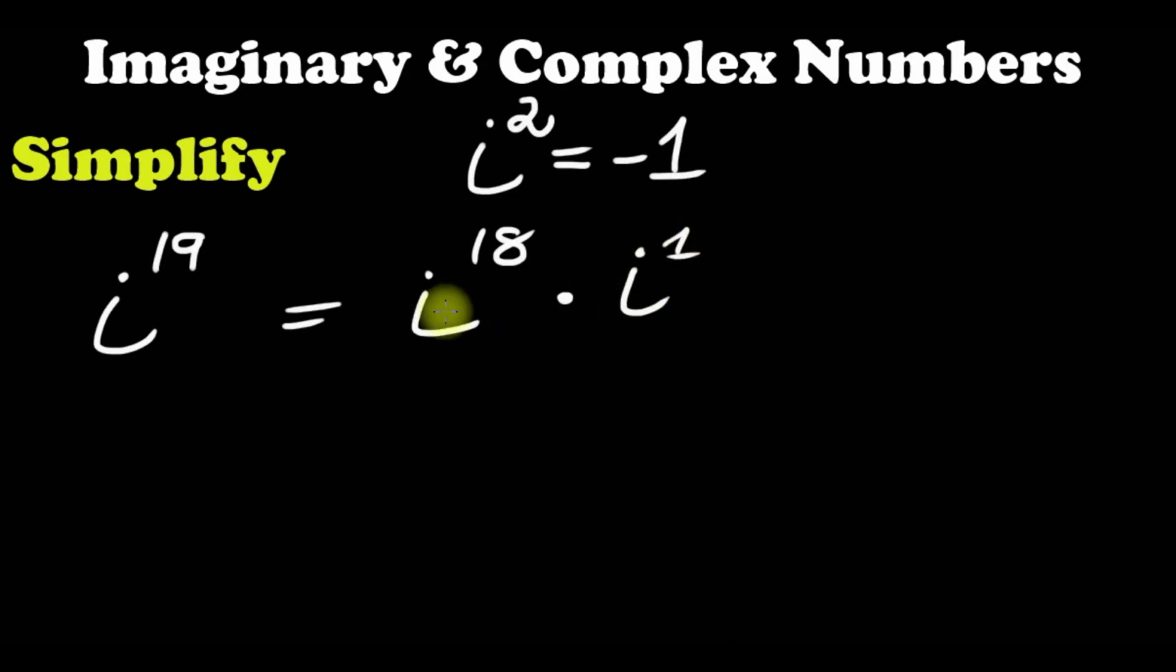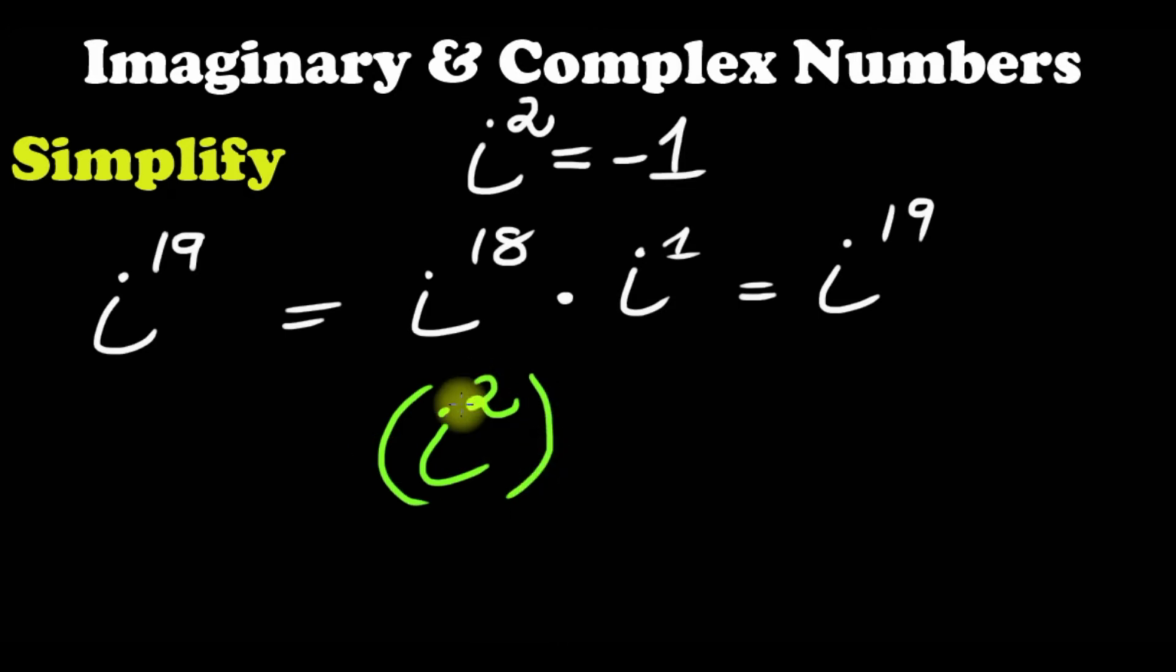When you multiply these two powers, you know that when you multiply powers, you add the exponents, so this is now i to the 19. We can rewrite i to the 18 using i squared, so that would be i squared, and then 2 goes into 18 9 times.